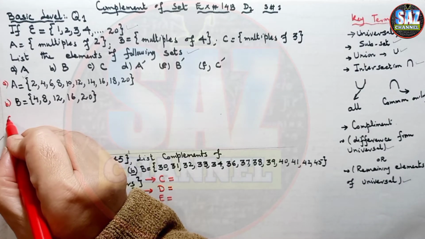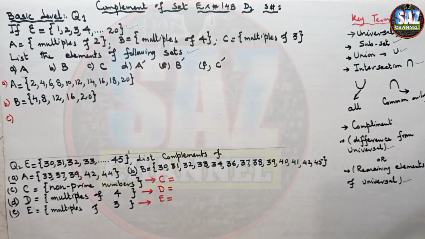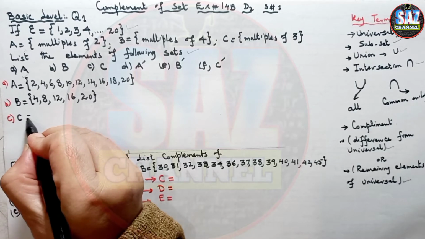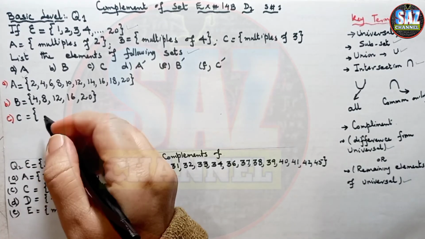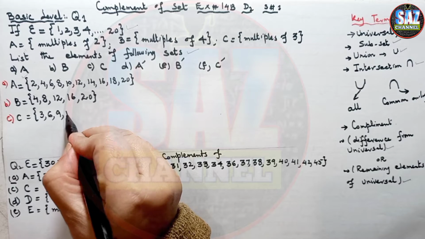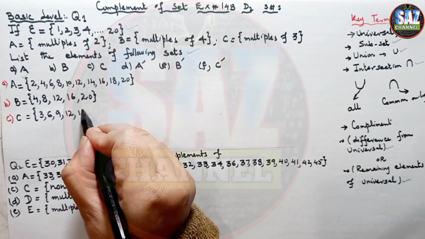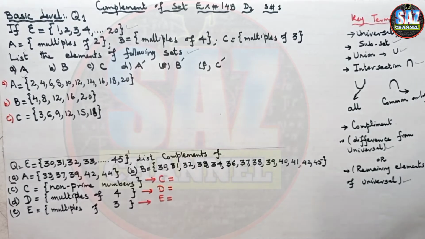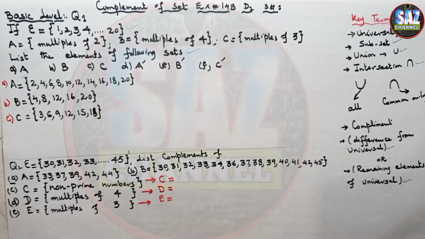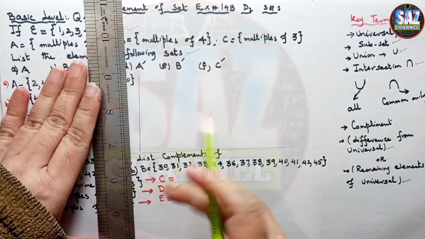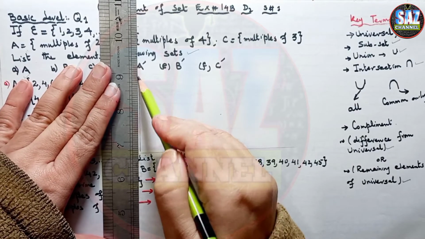Okay, and coming to the third part, we have to write the elements of set C, and set C is the set of multiples of 3. So the multiples of 3 will be 3, 6, 3 3s are 9, 3 4s are 12, 3 5s are 15, and 3 6s are 18, and then I have to close the bracket. Very easy question. And now I have to move towards the calculation of A complement, B complement, and C complement. Let me draw the line here, so that there is no misunderstanding.